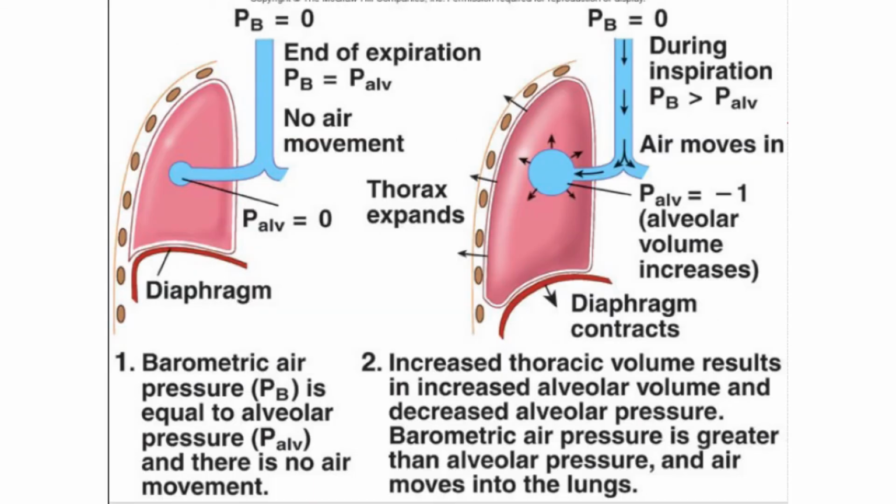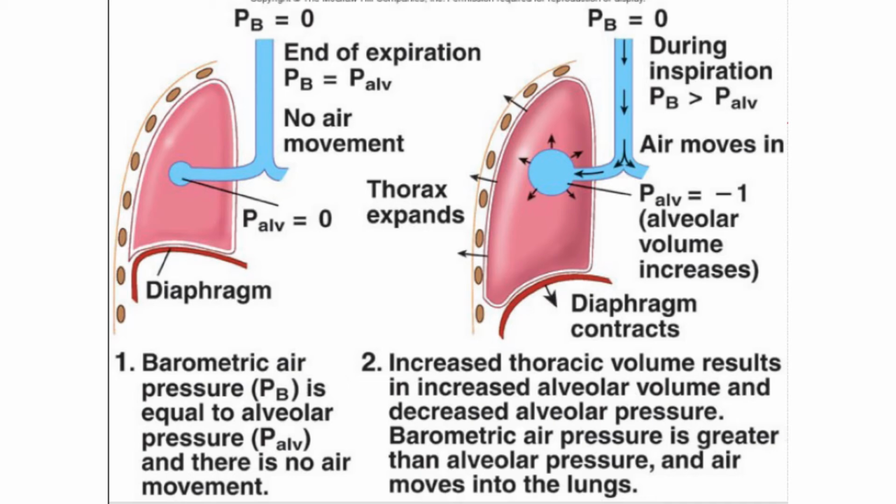Now, what happens? How does the air flow into or out of the lung? At the end of the expiration, what happens? The lungs are contracted. So at the end of expiration, air has been expelled. The barometric air pressure is equal to alveolar pressure and there is no air movement.